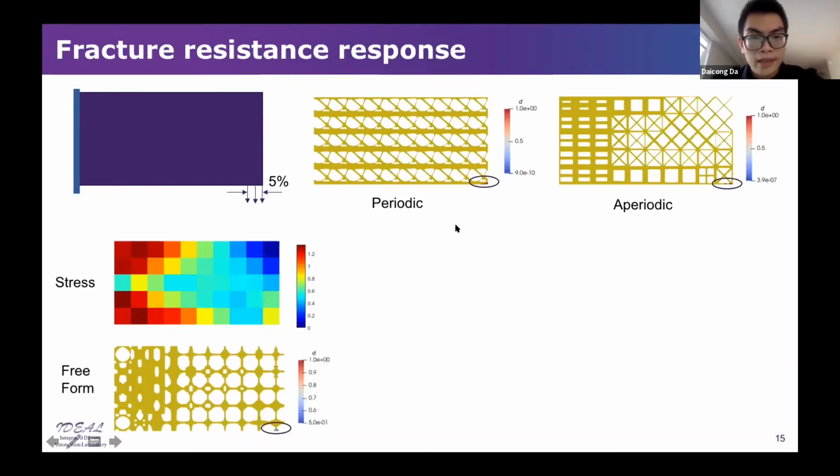So by doing the fracture analysis, you can say that all fractures will be initiated at the place where the displacement is prescribed. And if you look, we name these different structures as lattice structure, GP structure, and N structure, okay?